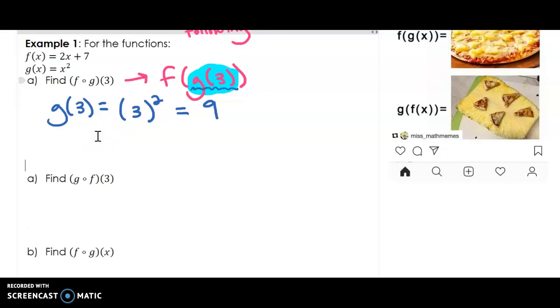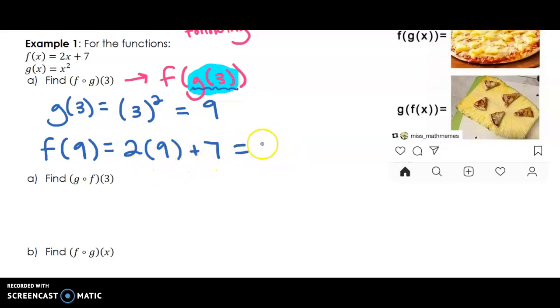is actually going to be our input for f, right? If we replace g of 3 in our original notation, we are now looking for f of 9. When we do that, we're just replacing all of my x's in f of x with 9, so 2 times 9 plus 7. It's going to give me 18 plus 7, which is 25, and that is going to be our final answer. F of g of 3 is equal to 25.